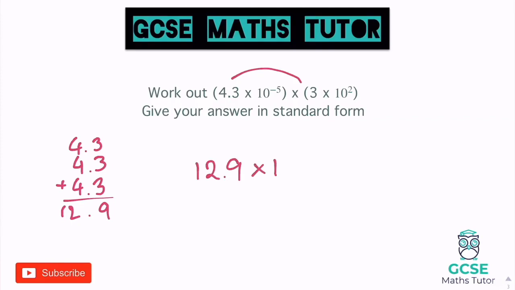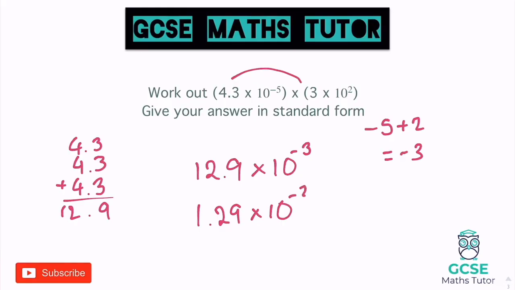times 10. And let's figure out what that power is going to be. So that first power is negative 5, and we're going to add 2 to that. So negative 5 add 2 is negative 3. So my power there is going to be negative 3. Again, it's not in standard form though, so I'm going to have to balance it out. So I'm going to make the number one jump smaller, down to 1.29. I'm going to make the power one jump bigger. So bigger than negative 3 is negative 2, getting closer to 0 there. So there's our final answer.